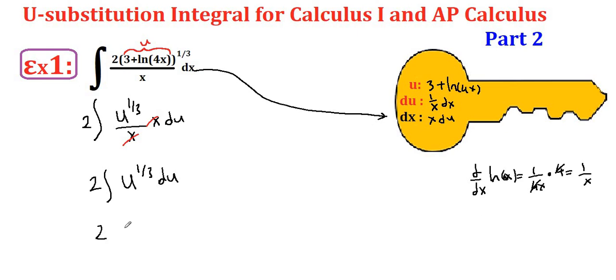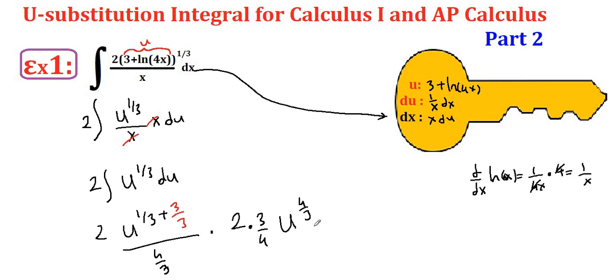The antiderivative of u to the 1/3: we add 1, expressing 1 as 3 over 3, and divide by 4 over 3, because the power is 4 over 3 altogether. We have 2 in front. Dividing anything by 4 over 3 means multiplying it by 3 over 4, and we have u to the 4 over 3. 2 and 4 simplify to 3 over 2, and bring u back. Instead of u we have 3 plus ln of 4x raised to the power 4 over 3 plus c.